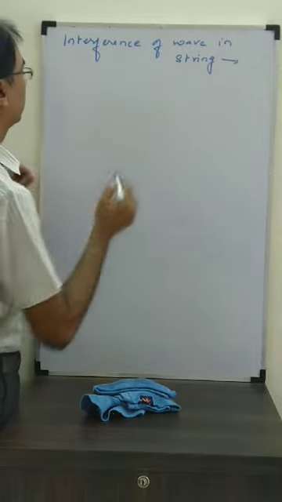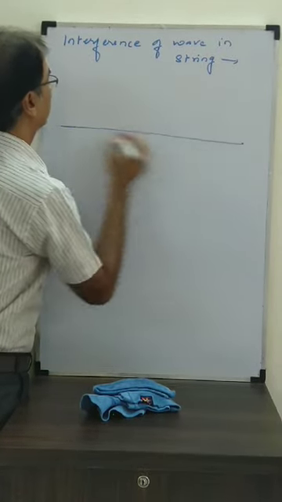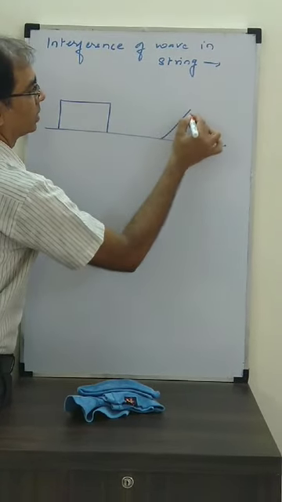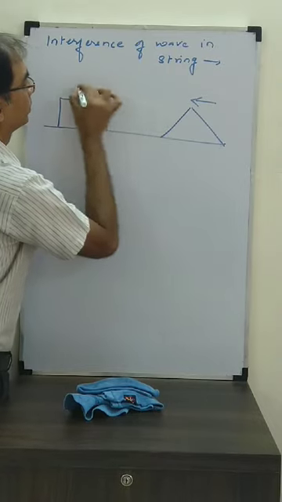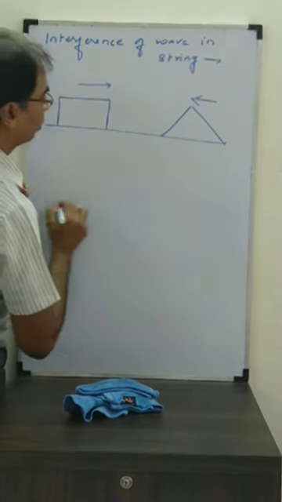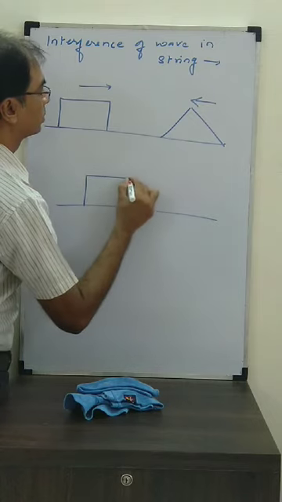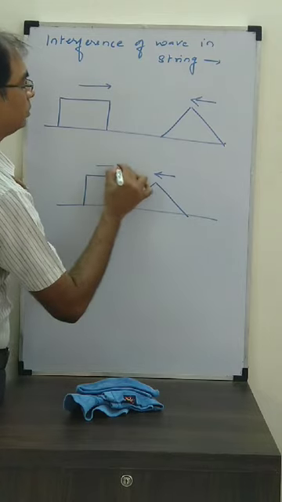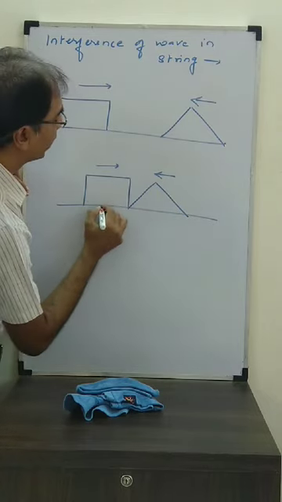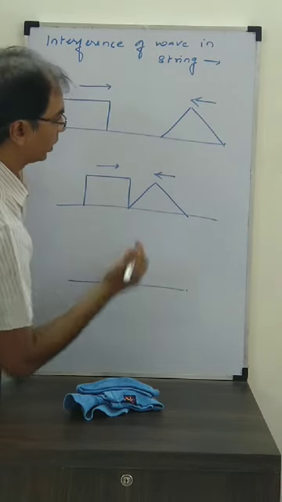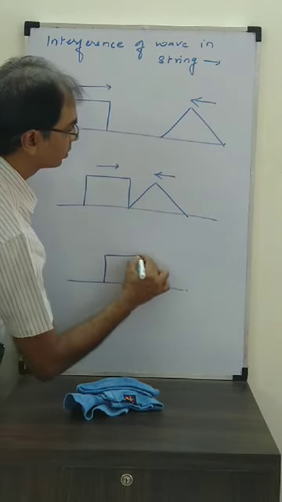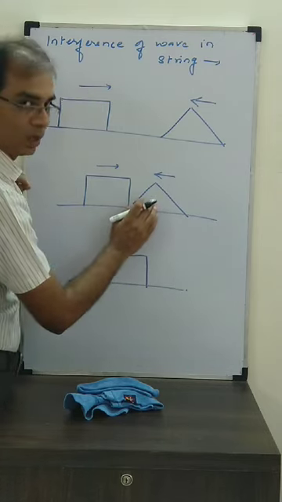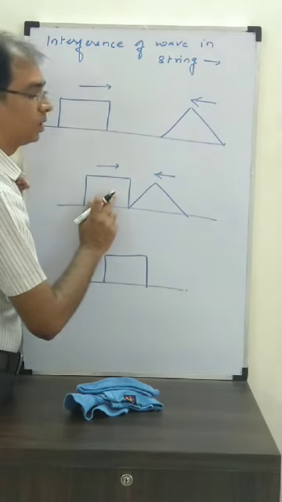Okay, let us see a few more. Suppose we take the pulses in a different way, let's assume that one is a rectangular pulse, another one is a triangular pulse, something like this. Both are moving in this way. What will happen the next instant? Something like this. After this, what will happen? This will move ahead and this will also move ahead. So let's make it. I'm making it like this, and because their phase difference is 0, their amplitudes have to be added.